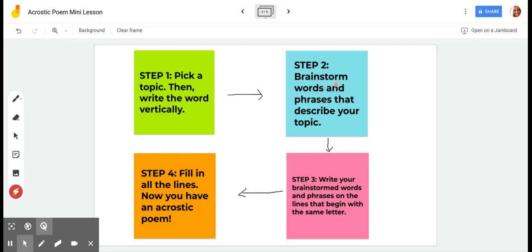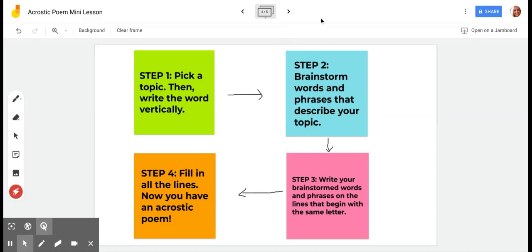Just as in the poem with water, all of those lines included something about water. And with the spring poem, everything in there was written related to spring. Step 3, write your brainstormed words and phrases on the lines that begin with the same letter. And last, step 4, you're going to fill in all the lines and you'll have an acrostic poem.